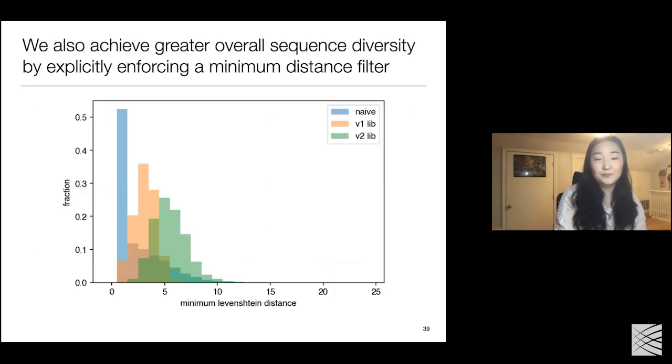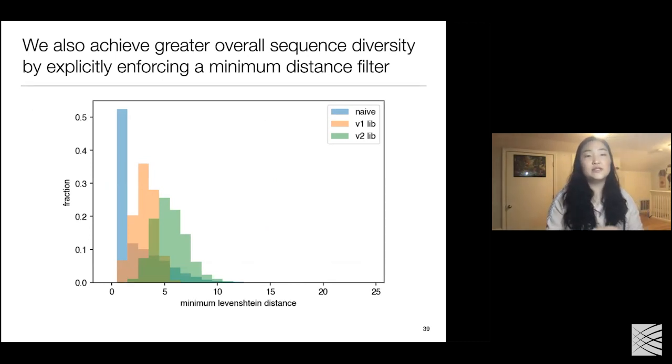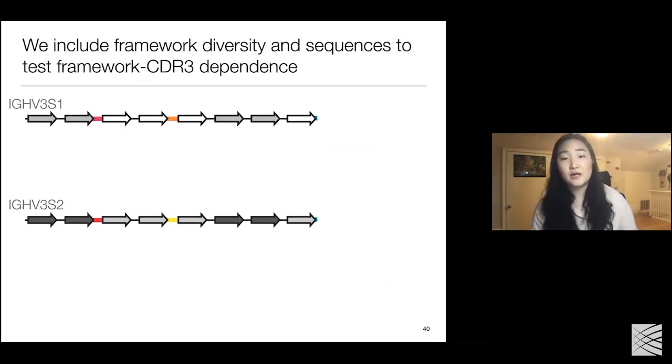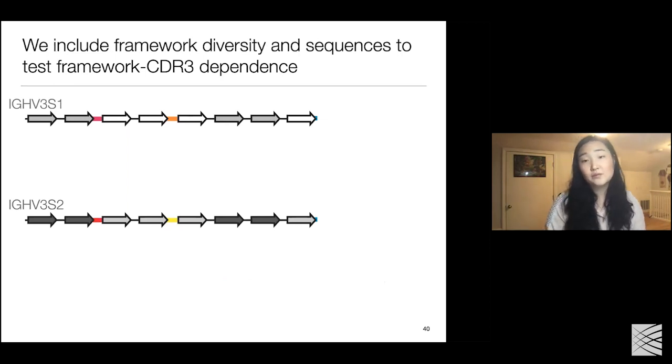In addition, we also achieve greater overall sequence diversity by explicitly enforcing a minimum distance filter. So a sequence can only be included into the library if it is some minimum distance away. And we can see that this does increase the minimum Levenshtein distance between pairs within our V2 library design. In addition, we include framework diversity. So in the V1 design, we only had one framework region from which we conditioned the generation of multiple CDR3s.